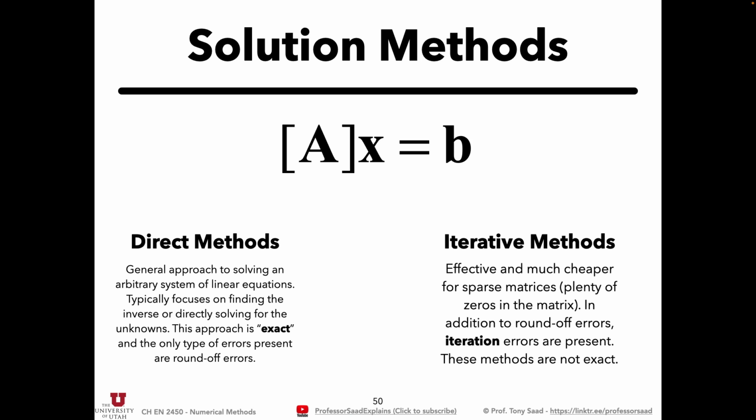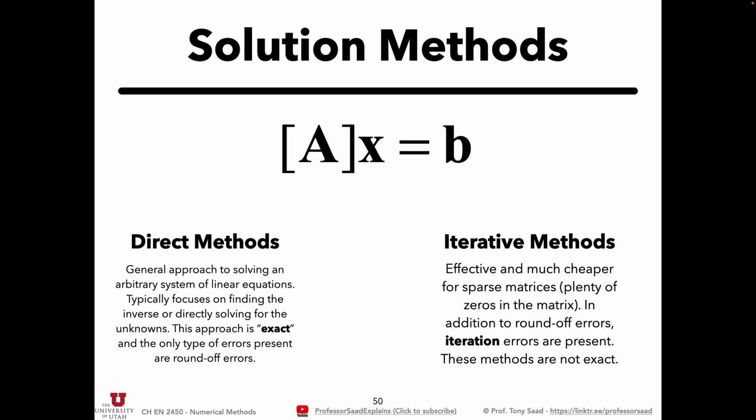Turns out that direct methods are bad for sparse matrices, but iterative methods are really, really good for sparse matrices. And the larger the sparse matrix is, the more efficient the iterative method is. Now, in addition to round-off errors, there is also iteration error.